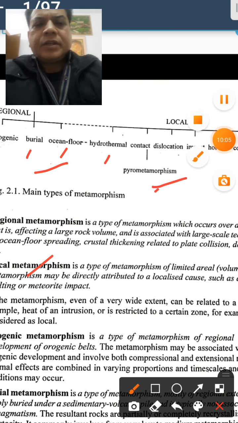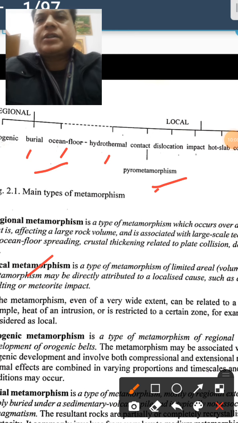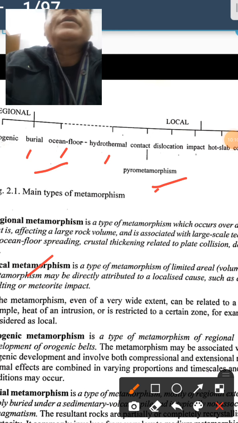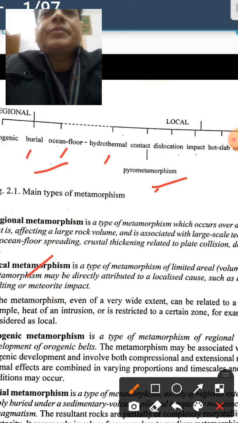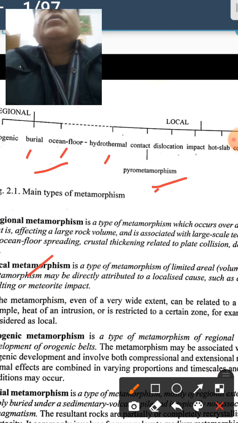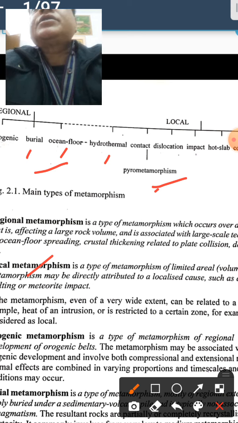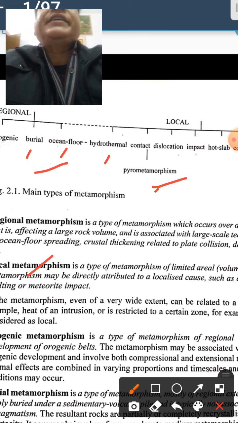Now, the other types of metamorphism which you must have studied, depending upon where it takes place, is orogenic metamorphism, the type of metamorphism of regional extent related to development of orogeny. Broadly, we can divide these metamorphisms into regional and local. In regional it will be orogenic, burial and ocean metamorphism, whereas in local it will be hydrothermal, contact, dislocation, impact, hot slab, combustion, lightning, like this.